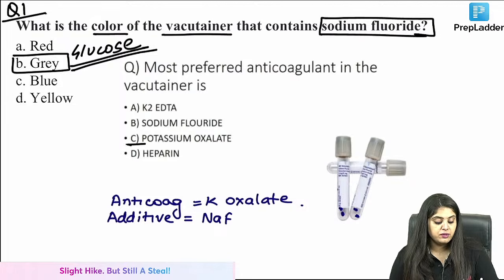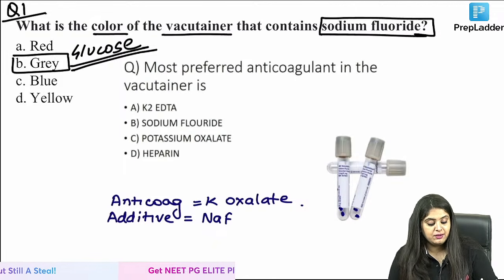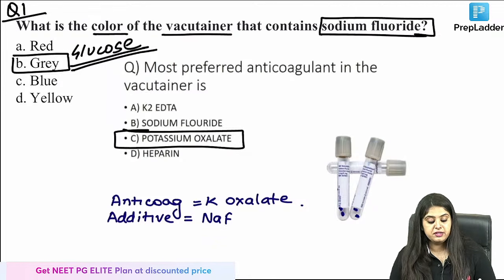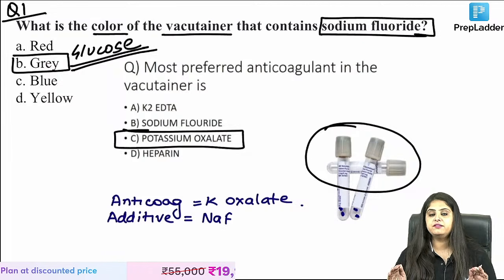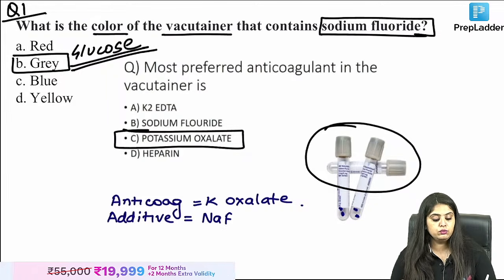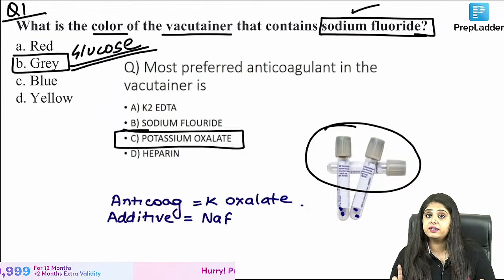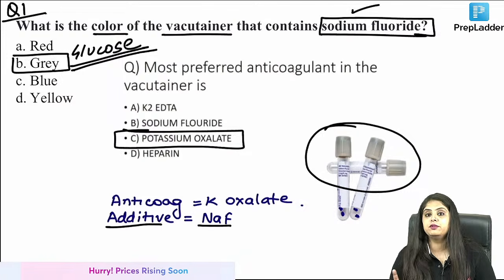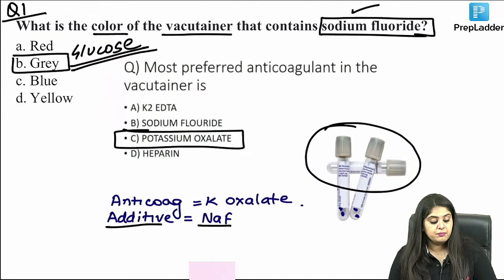Okay, many of you are saying C, and that is exactly what I wanted you to be very certain of. Our problem is we look at gray, we say gray means glucose, and for glucose we must have added sodium fluoride. You're right. We have added sodium fluoride. That is an additive.